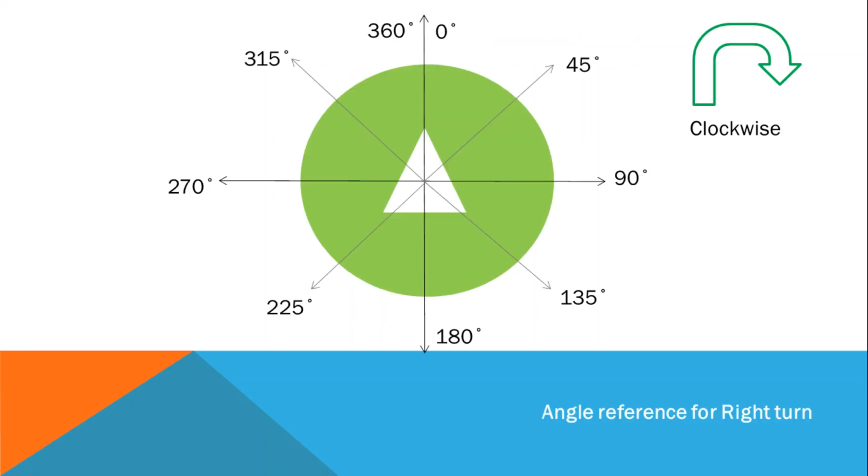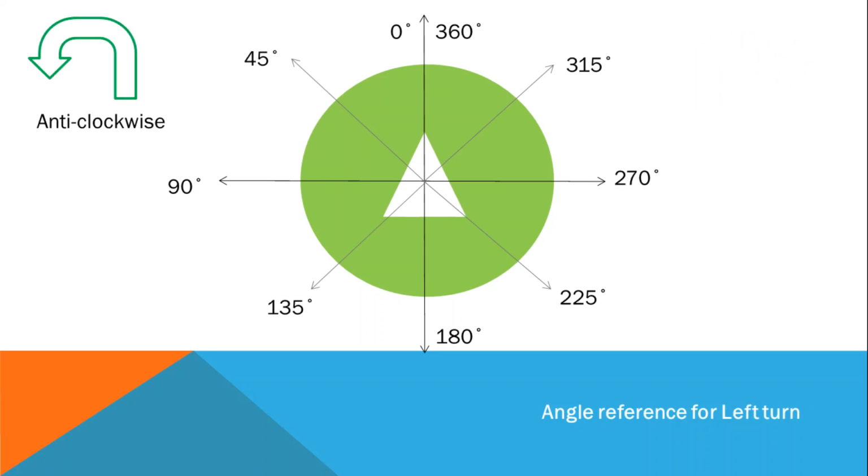Before going to the actual examples, let us first quickly look at this reference diagram. Here we can see angles mentioned from 0 degrees to 360 degrees in a circular fashion. That means we can turn logo turtle circularly left or right by specifying any angle between 0 and 360. The current slide is showing clockwise angle reference for taking right turn. And this is the anti-clockwise angle reference for taking left turn using LT or left command.